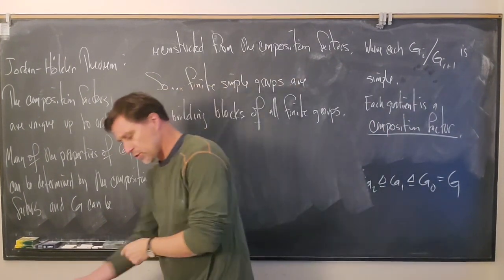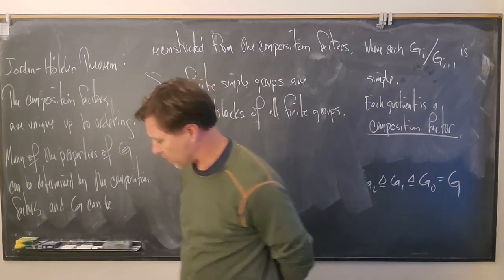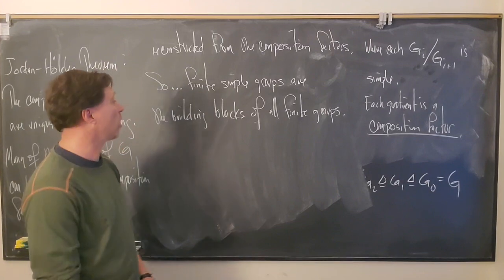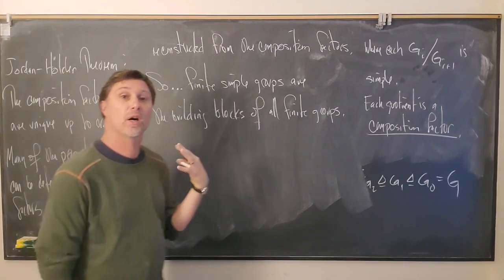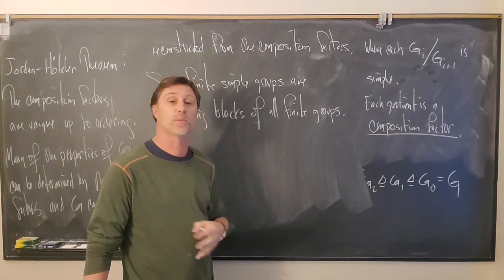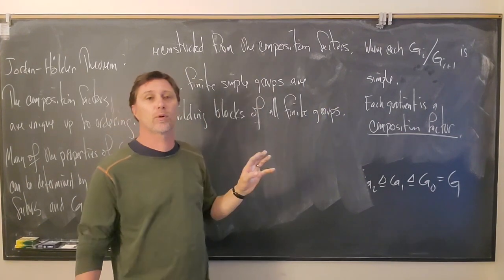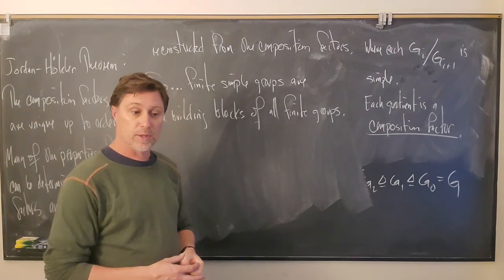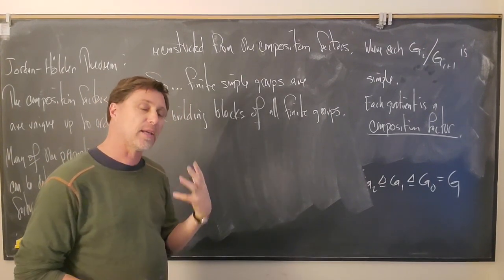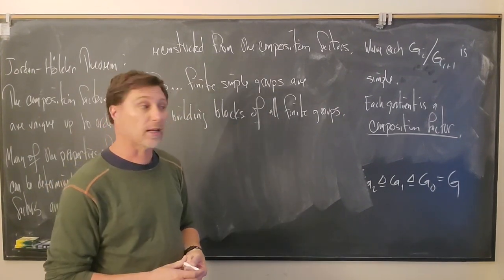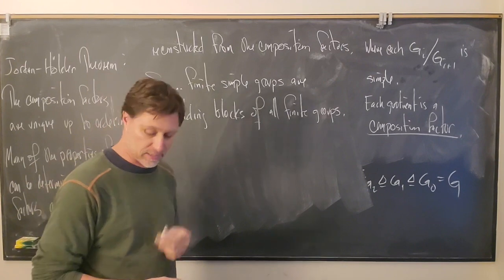So mathematicians recognized this back in the early 1900s. They realized, oh, what we really need to do if we want to understand finite groups is understand finite simple groups. Because if you knew who all the finite simple groups are, then in essence you would know who all the finite groups are. So that means the study of finite groups, in some sense, boils down to the study and classification of finite simple groups.